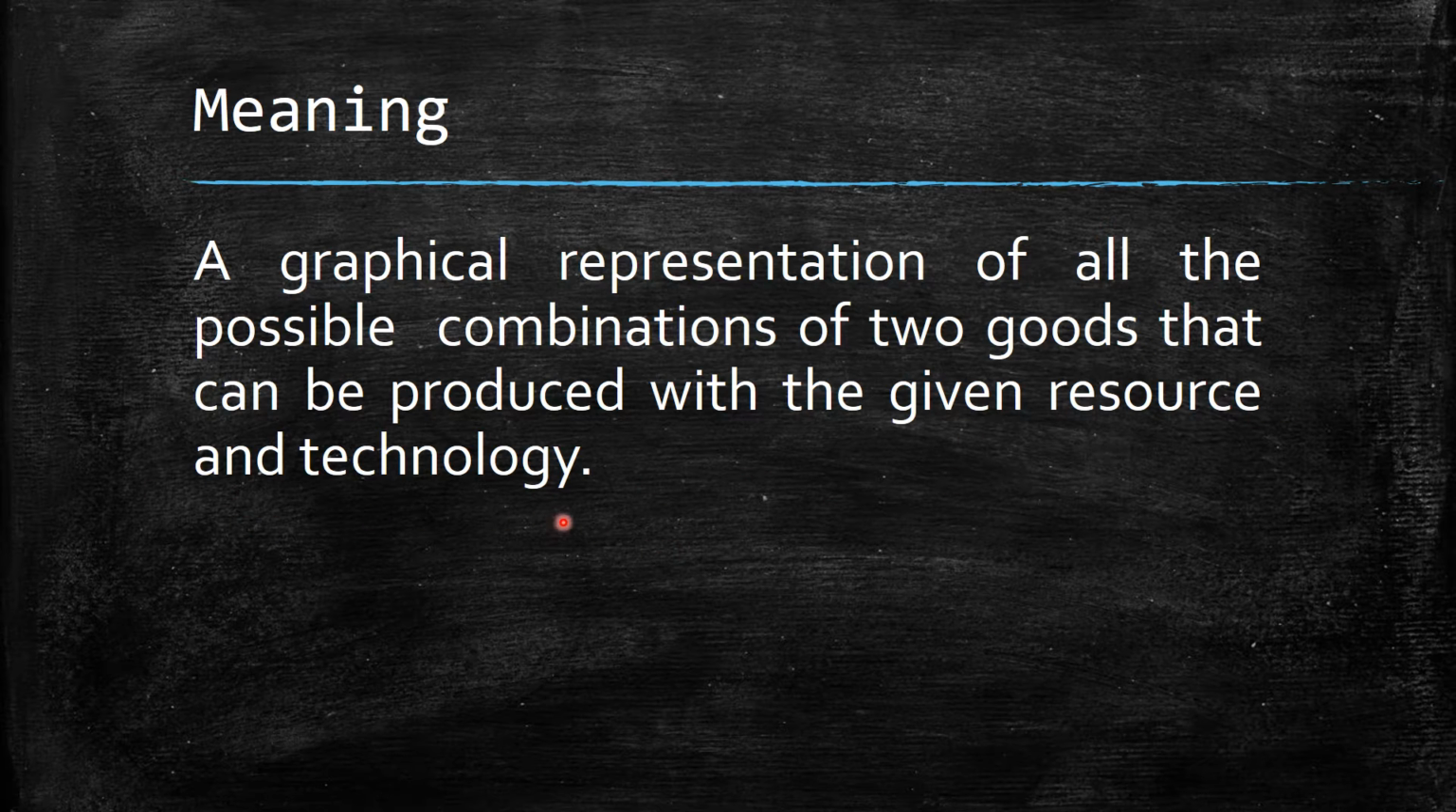We can say it like this: with available resources and technology, what are the possible combinations we will have in order to produce two goods? That is the production possibility curve. Once again, a graphical representation of all possible combinations of two goods that can be produced with given resources and technology. A country can produce many goods and services, but to make the example simple, we are considering only two goods. With the resources, what are the possibilities we have in producing two goods?